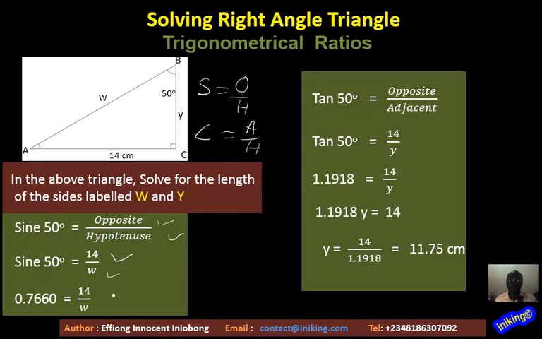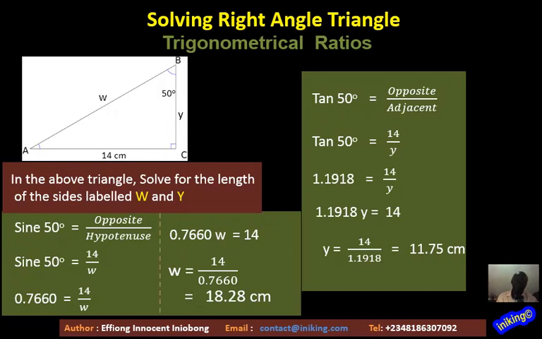Of course, you will agree with me that if you cross multiply here, we have 0.7660W equal to what? 14. And of course, it means your W is what? 14 divided by that. Let's proceed. Next slide. That's it. W is 14 divided by 0.7660. And we arrived there that W is what? 18.28 centimeters.